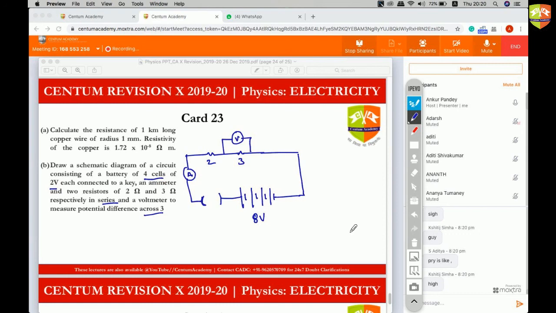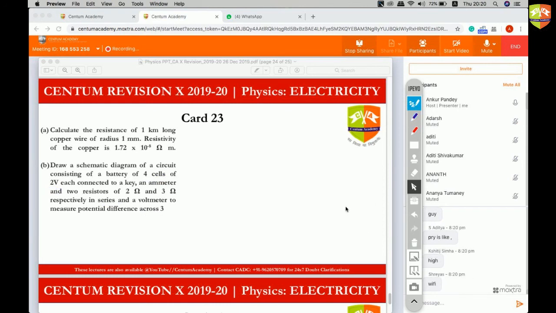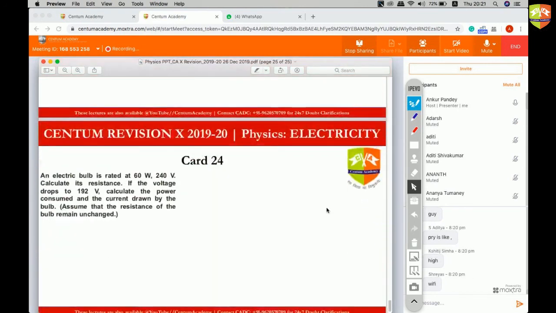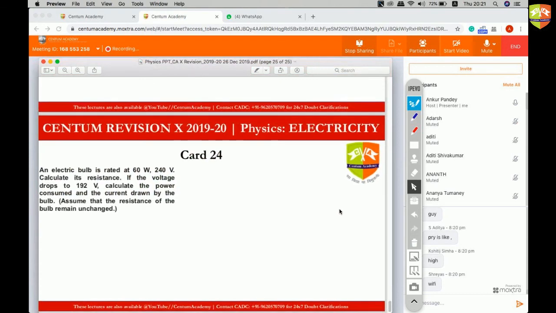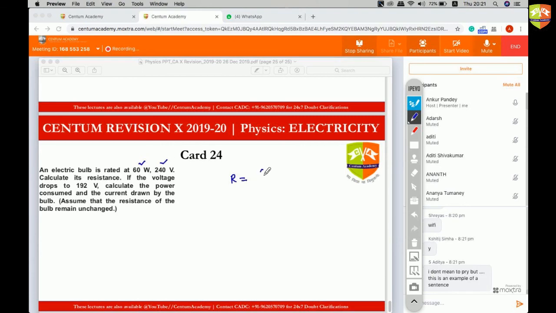Next. Calculate its resistance. If the voltage drops to 192 volt, calculate the power consumed and the current drawn by the bulb. Very good. Power consumed is V applied square by R. So put the value of R over here, put the value of V as 192 over here, you will get your answer. Current drawn: P equals V into I.